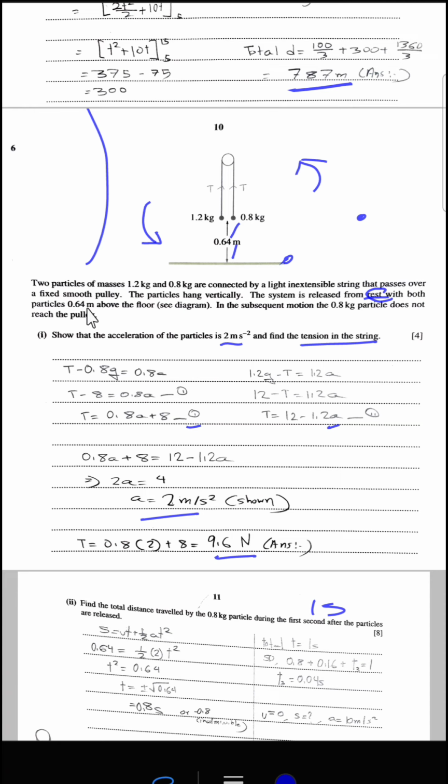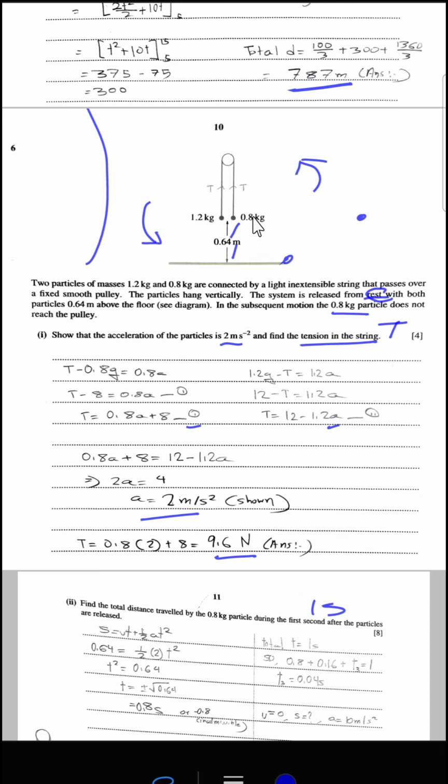With both the particles 0.64 meter above the floor, in the subsequent motion the 0.8 kg particle does not reach the pulley. That means the 0.8 kg particle would move up, and the 1.2 kg particle would move down. So find the acceleration of the particle, that is 2 meter per second square, and find the tension in the string, that is T.